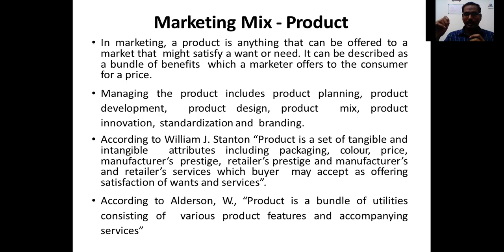Then a phone can be used to browse the internet. A smartphone can be used to take pictures, to record something. There are so many uses. That is called a bundle of benefits. So a smartphone is offered in the market in order to satisfy a need or want, and this may include a bundle of benefits. So that is the product.